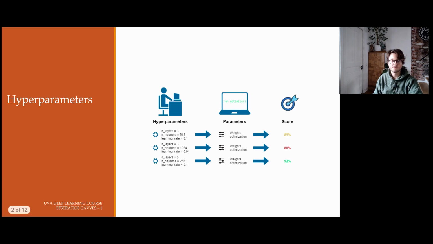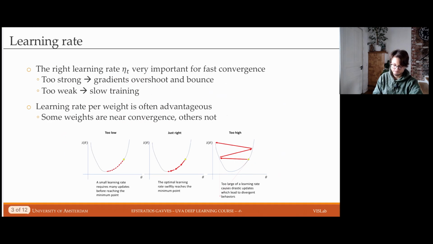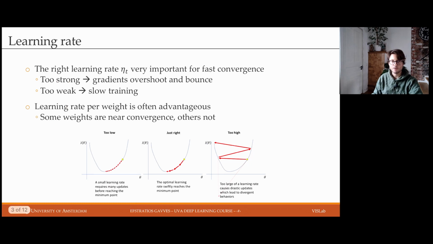Hi, now let's move on to hyperparameters. One of the most important hyperparameters is learning rate. The right learning rate is critical for fast convergence. If it's too strong, then our gradients might actually overshoot and bounce, so we might in fact be close to our optimal solution. However, because of a very strong learning rate, we might get larger and larger errors.